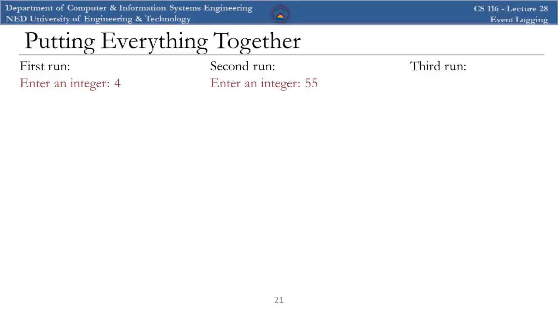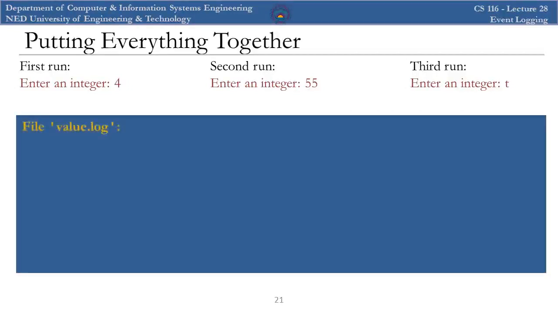Now I'll run that program multiple times. During the first run, let's suppose the user enters 4. In the second run, the user enters 55, which is a normal run. And in the third run, the user enters T, which will cause an exception. So let's see what will be logged into that file. This is the name of that log file, value.log. This is the first information that was logged when the user entered 4. Date and time is there, followed by a hyphen and followed by the value that the user entered.